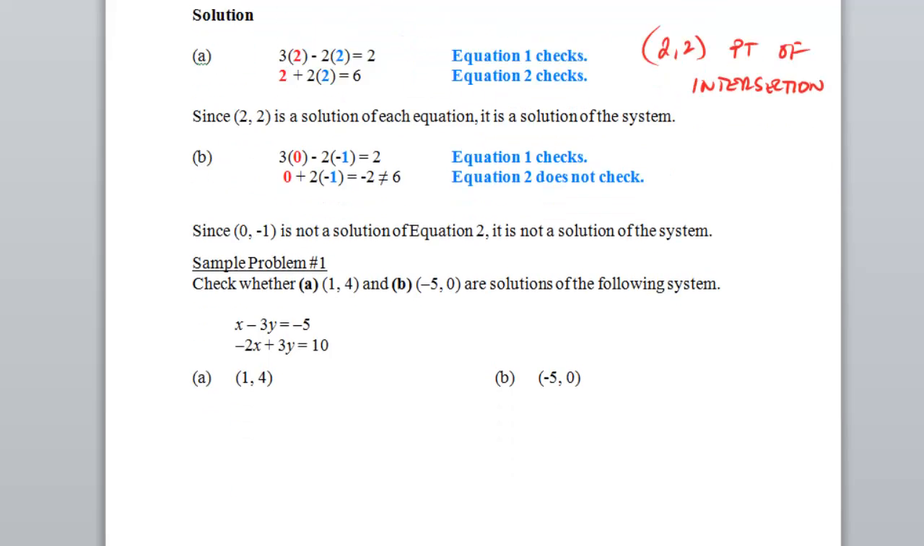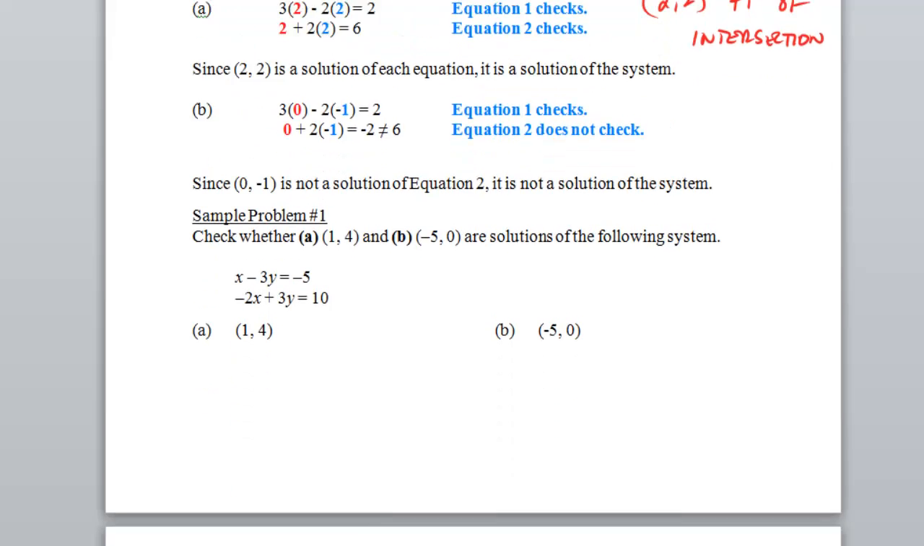So go ahead and take the time right now to pause the video. Sample problem number 1 simply asks you to check if those are solutions to the systems of equations. Go ahead and do that at this point.